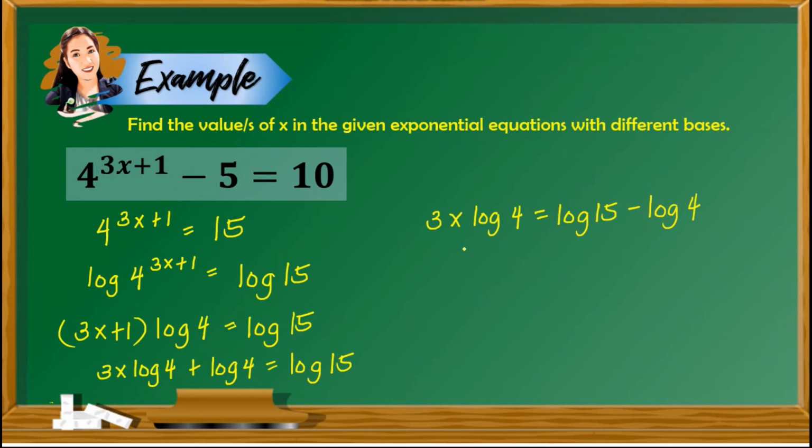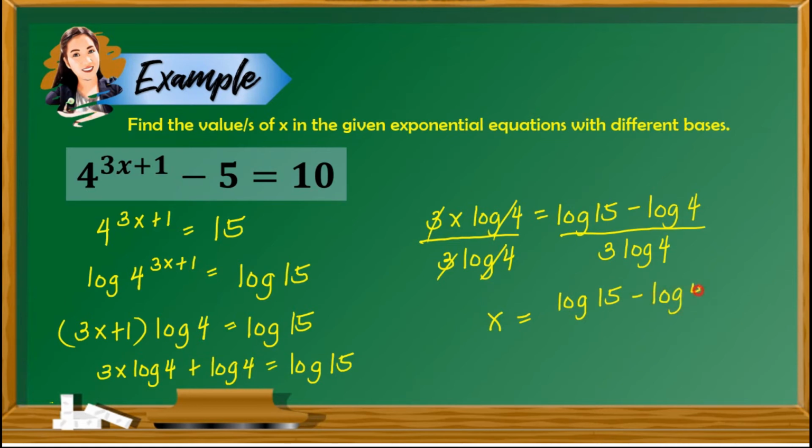Solve for the value of x by dividing both sides with 3 log 4. So we cancel the logarithm of 4 and the 3. So we only have x equals the logarithm of 15 minus the logarithm of 4 over 3 logarithm of 4. Use your calculator to get the approximate value of this. So we have the approximate value of 0.3178. So here is the answer for this equation.